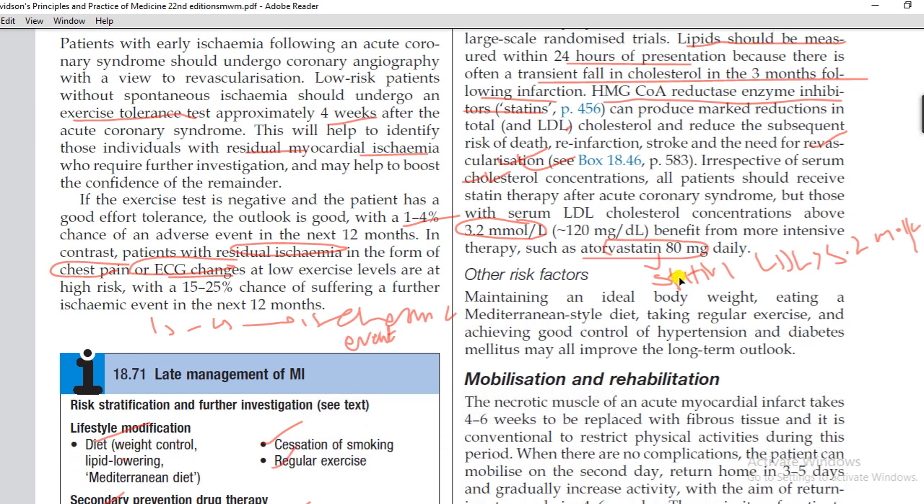So what are the risk factors? Other risk factors are maintaining an ideal body weight, eating a Mediterranean style diet, taking regular exercise, and achieving good control of hypertension and diabetes mellitus. These are all important.